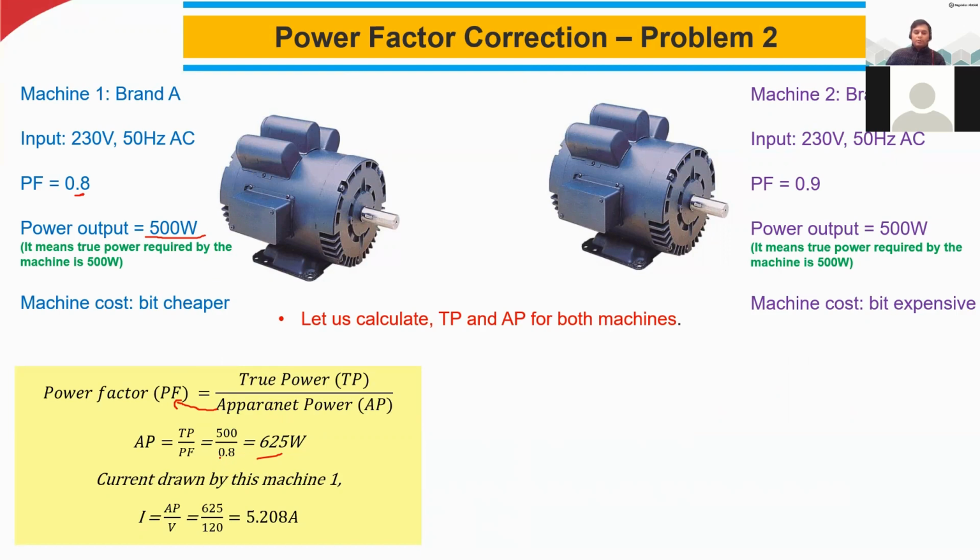Now, because of this power factor 0.8, we can calculate the current. Current I is equal to AP divided by V. This is nothing but the same formula, P is equal to V times I. Here P is just the apparent power AP. So we keep I here and bring the V down. So I is equal to AP divided by V. So 625 watts divided by 120 volt, you will get the ampere. The current is 5.2 ampere. Exactly 5.208.